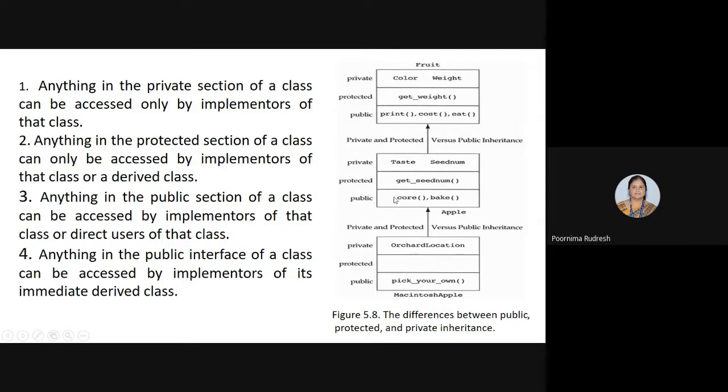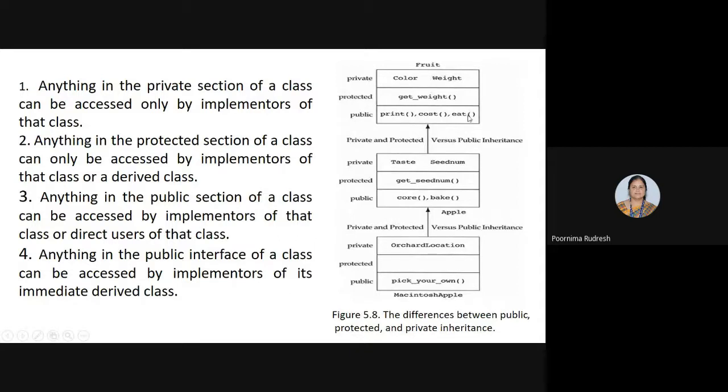Now we'll see who can access getWeight. Here getWeight is declared in the protected section, right? And this getWeight can be accessed by the implementers of the fruit class as well as the implementers of the apple class and Macintosh class. Why? The apple class and Macintosh apple class are the derived classes of the fruit class.